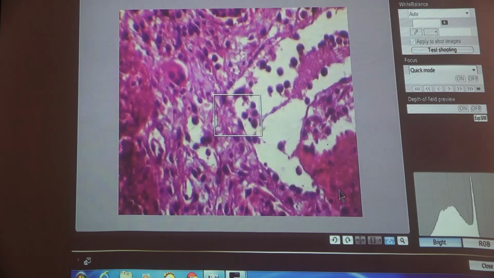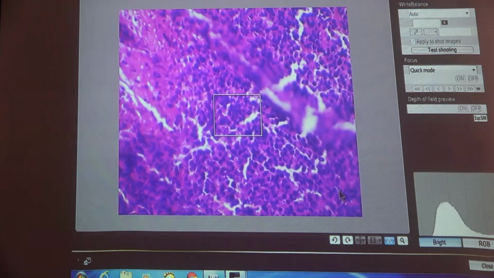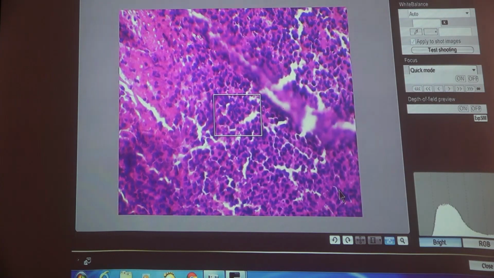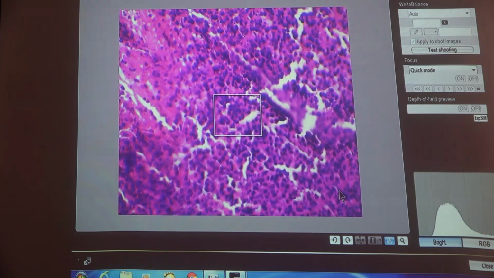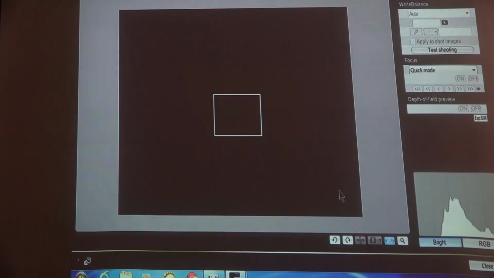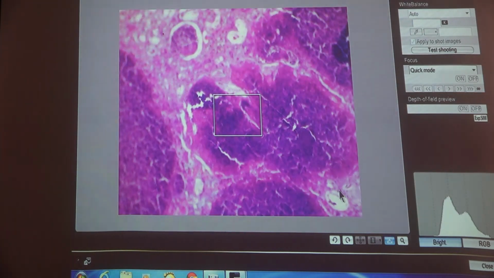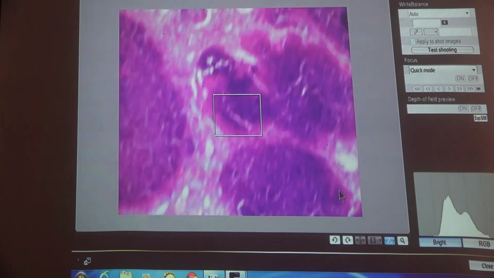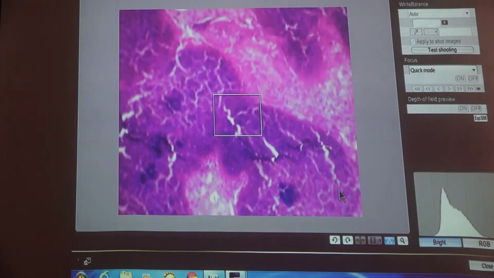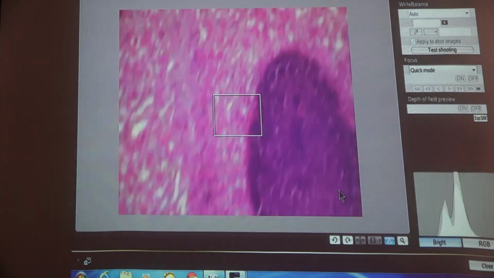Neutrophilic cells. These are neutrophilic cells in addition to histiocytes. Neutrophil and histiocytes. This aggregate represent suppurative inflammation, means abscess formation, composed of many acute inflammatory cells. This is an abscess, this is an abscess.